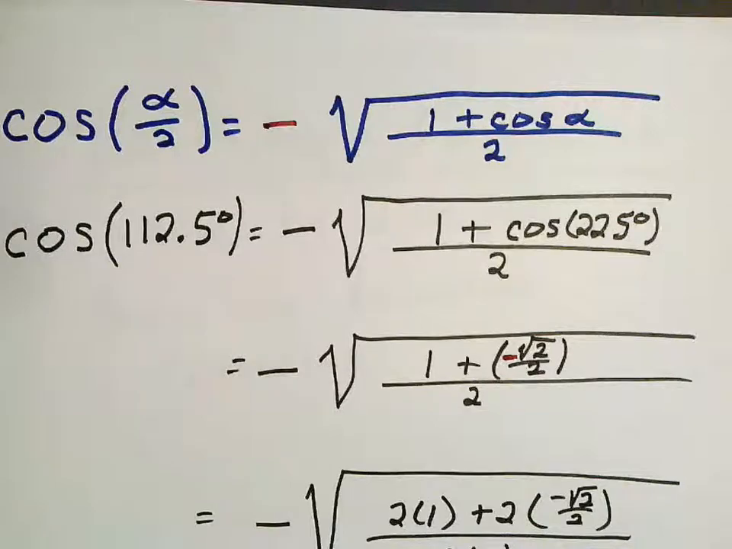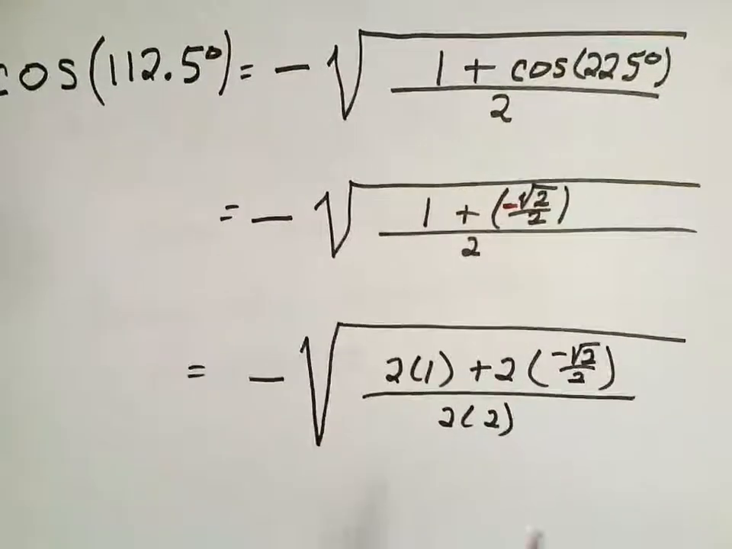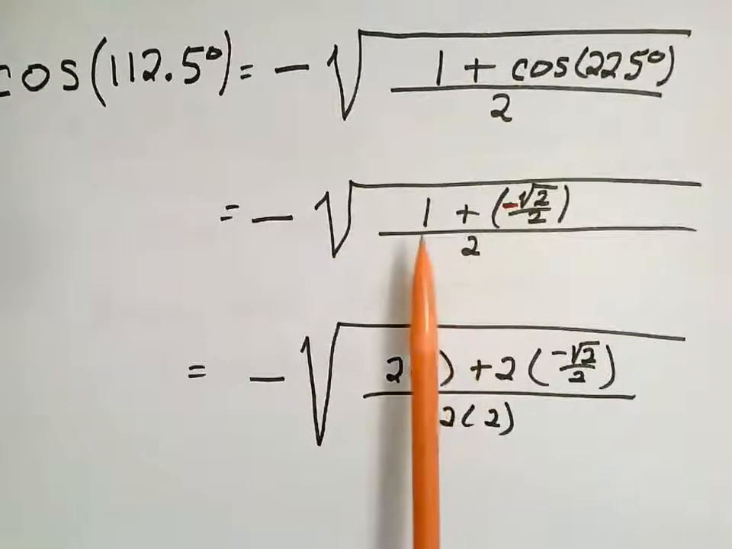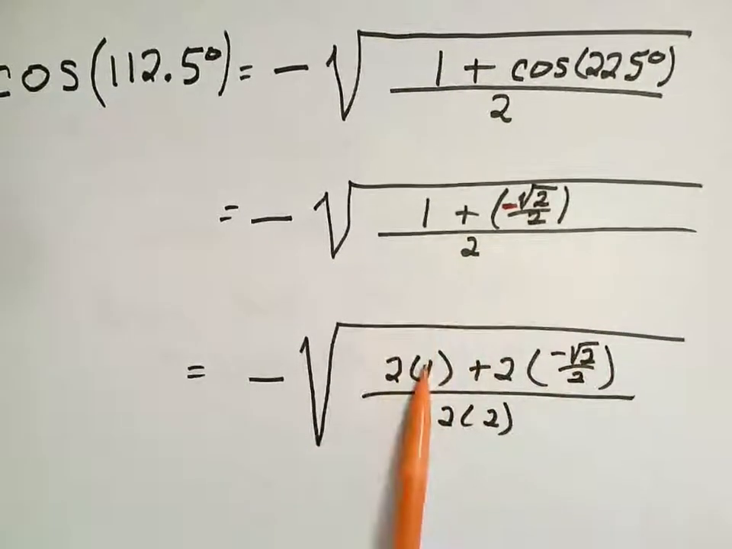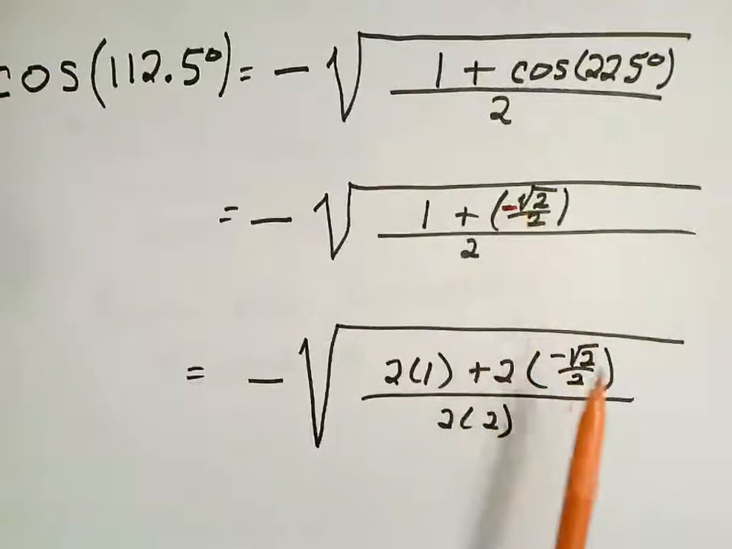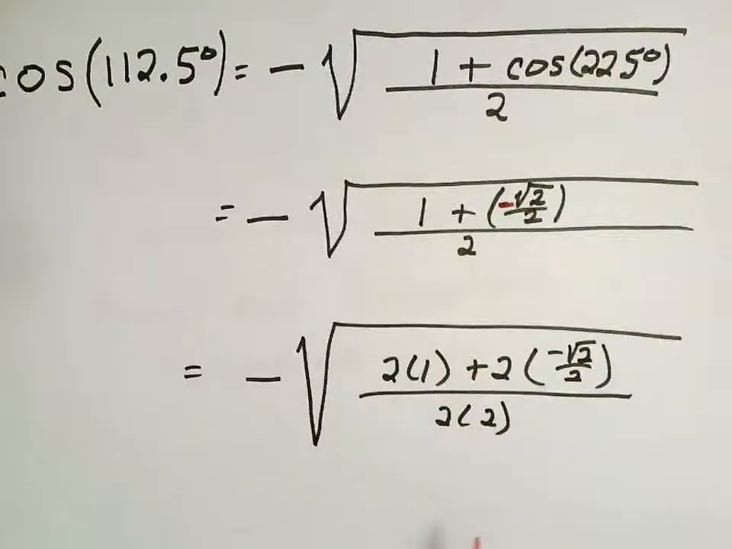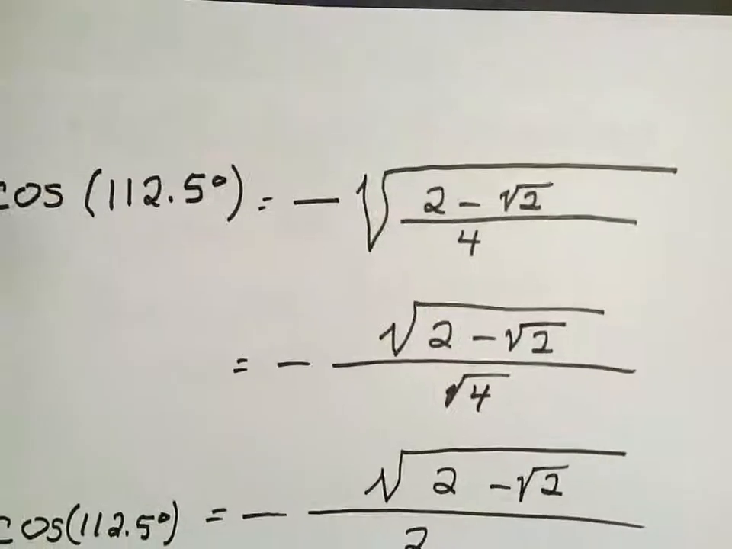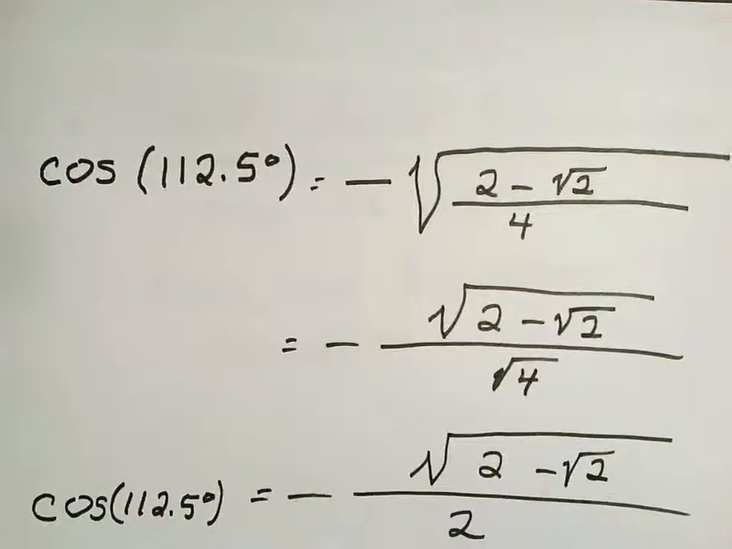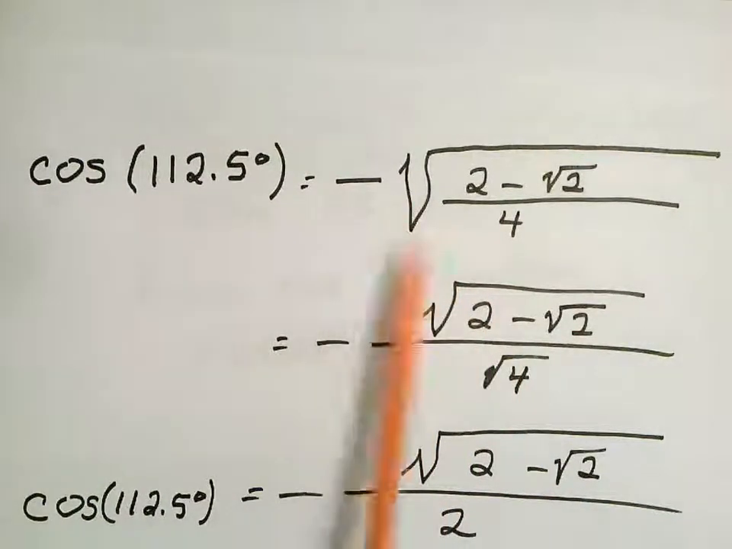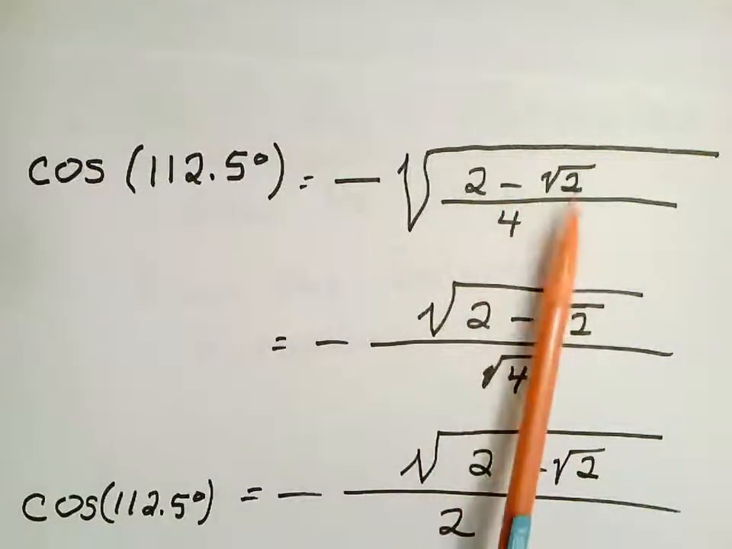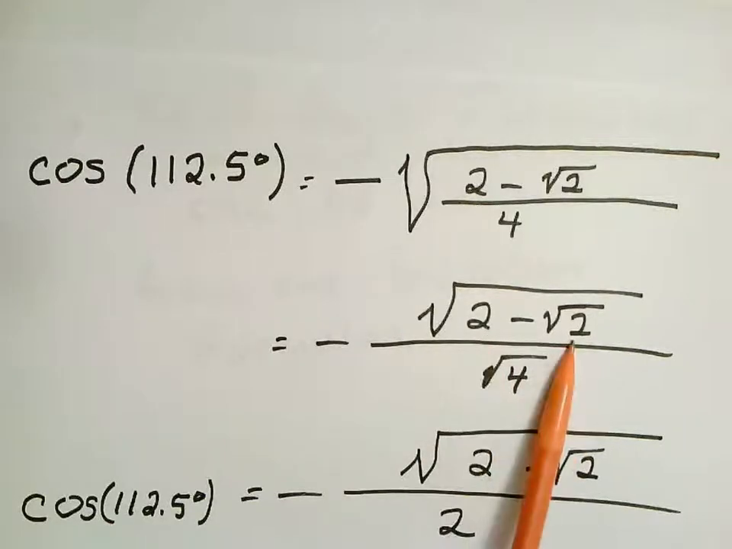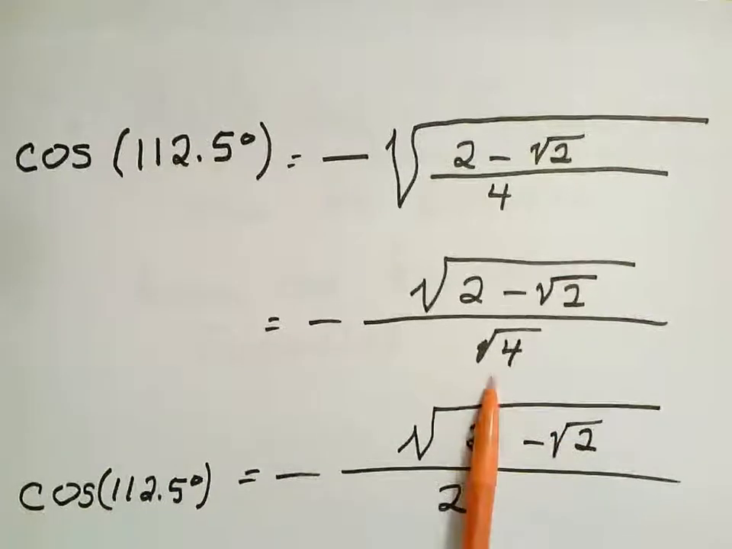Then we continue with our algebra part here. You have a denominator here of 2, a denominator here of 2. I'm going to multiply all three terms by 2. See, 2 times 1, then 2 times the negative square root of 2 over 2, and then 2 times 2. And when I do that, I have cosine of 112.5 degrees is equal to a negative square root of 2 minus square root of 2 all over 4. And this becomes the square root of 2 minus the square root of 2 all over the square root of 4. The square root of 4 is 2.